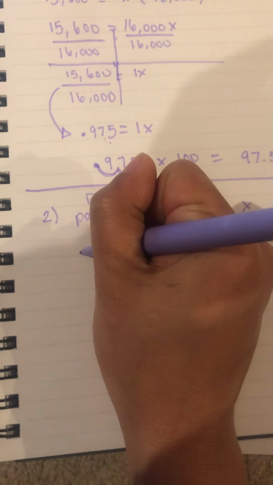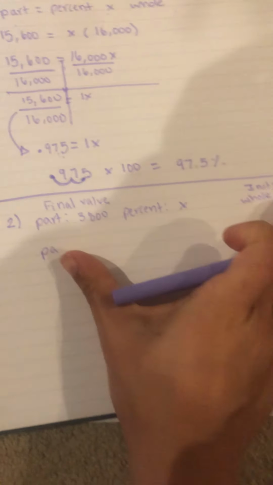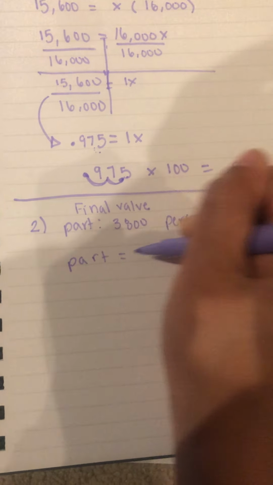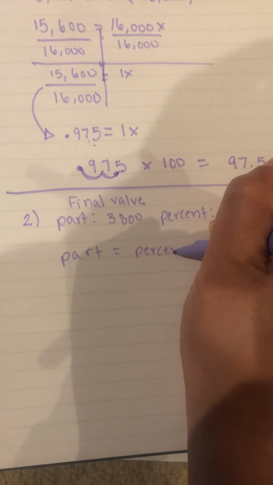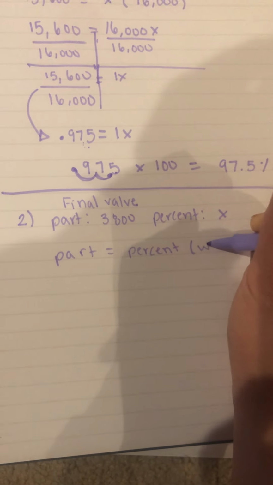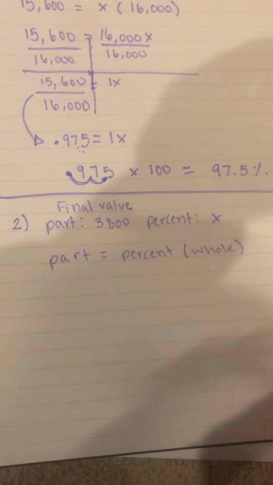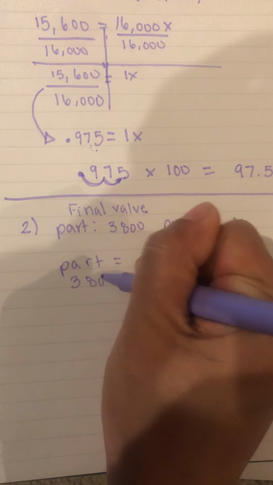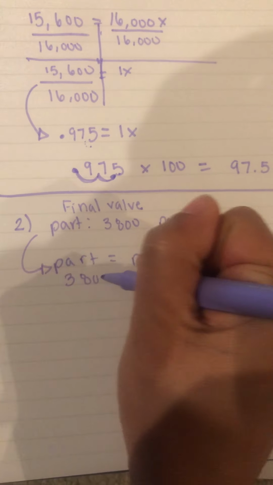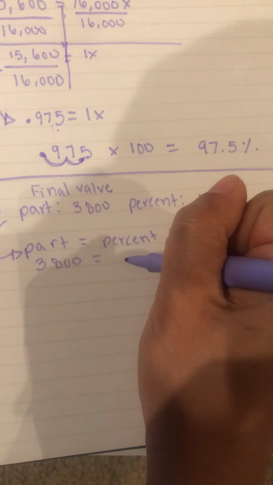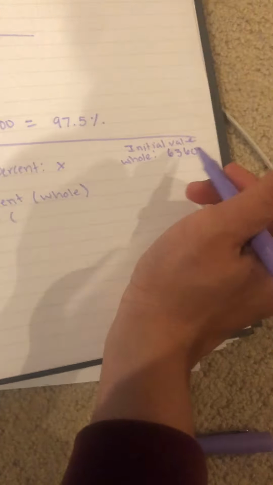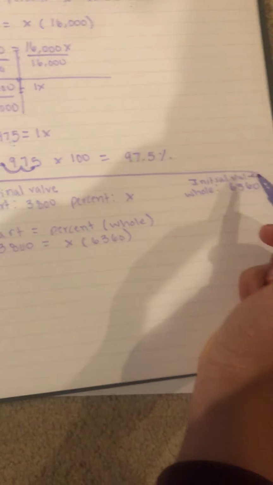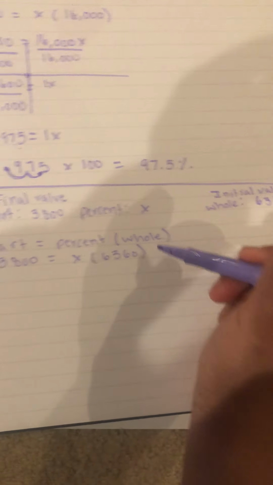Now, we're gonna write our CFS, remember. So I identified my part and my whole. And now I'm gonna write my equation, which is part equals the percent, and this time I'm gonna put parentheses to represent multiplication, times the whole. So we're going to substitute. We're going to put 3,800 because that is my part, right? So we're going to put 3,800 equals the percent, X, multiplied by the whole, which is 6,360. All I did was substitute 6,360 for the whole.